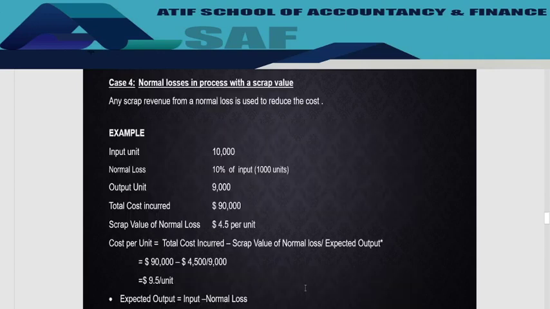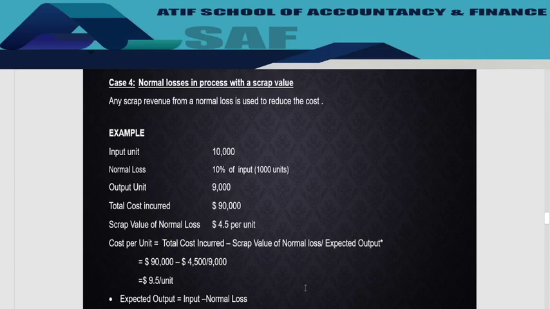The fourth case is normal losses in process with a scrap value. Any scrap revenue from a normal loss is used to reduce the cost. Whatever amount has been received from the sale of scrap units would be recorded as a reduction in the total cost incurred. For example, input units are 10,000, normal loss is 10% of input, meaning 10% of 10,000, 1,000 units are expected to be lost. Output units are exactly 9,000 units. Total cost incurred is $90,000, while the scrap value of normal loss is given as $4.5 per unit.